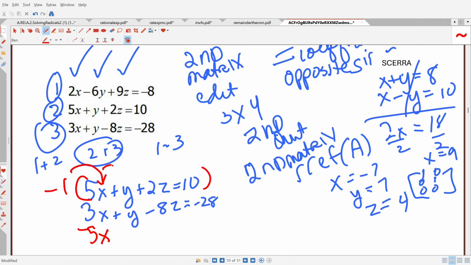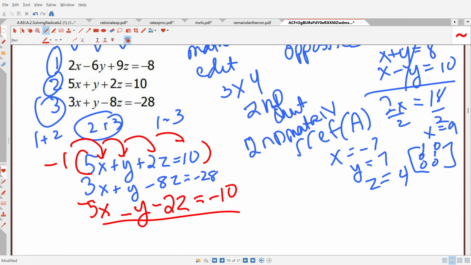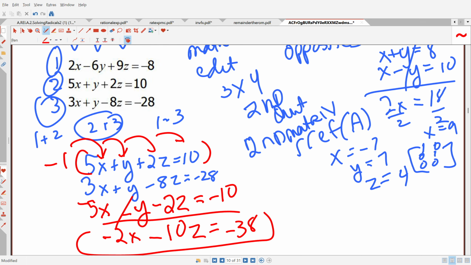-5x, and then you got a hop, negative y. And then negative 2z. And then -10. And now I'm going to add, and when I add, you just do 3 plus -5. See, that's why I chose the top one, because then it was easier for me to add. I just added +3 and -5, and I got -2. -8, -2 give me -10, and -28 and -10 give me -38.